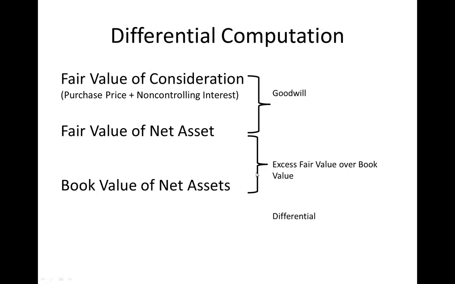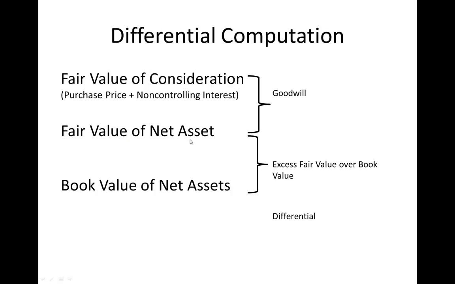The first thing we're going to start with is fair value of consideration. It is going to be the purchase price paid by the parent plus any non-controlling interest. For now, we're not dealing with non-controlling interest, so whenever we drop a number in for this, this will be 0. So it'll be purchase price, some number, plus 0.